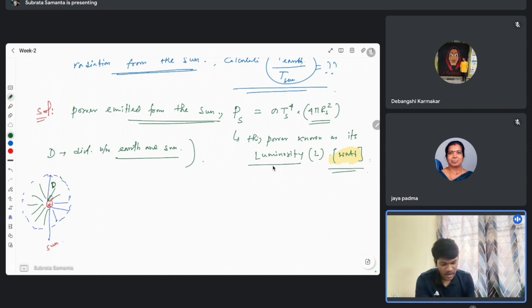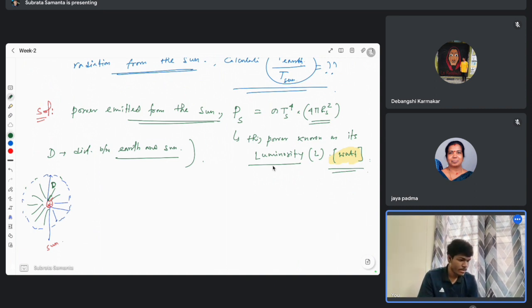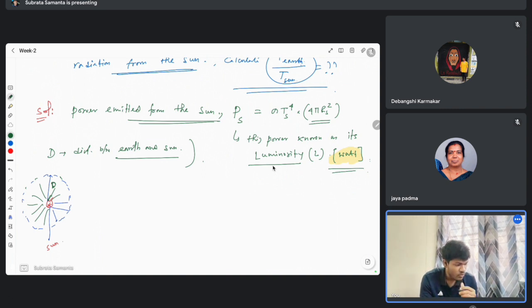So at a distance d, earth surface. Whatever is emitted from this sun surface is uniformly distributed over the sphere of area 4 pi d square at a distance d. So Earth only catches this power over the projected area of the Earth surface.